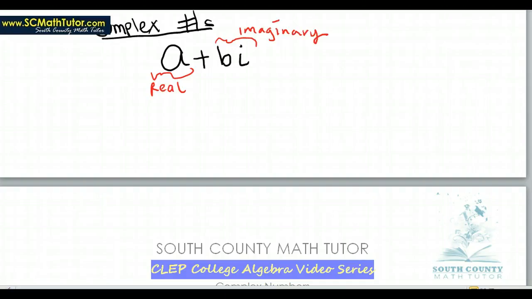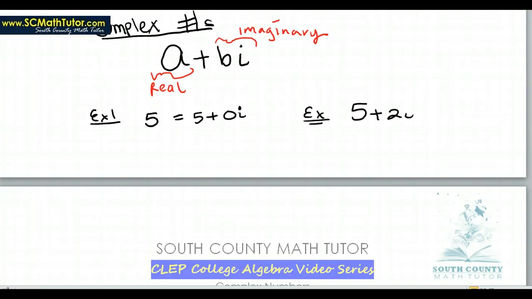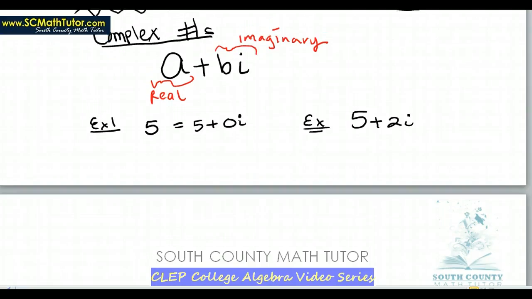Okay, all numbers are technically considered complex numbers because, for example, a real number like 5 could be defined as a complex number, but the imaginary side is 0. So this is the same thing as saying 5 plus 0i. The imaginary part is 0, so it's strictly real. But you would also have things like 5 plus 2i, where 5 is the real component and 2i is the imaginary component of that number.